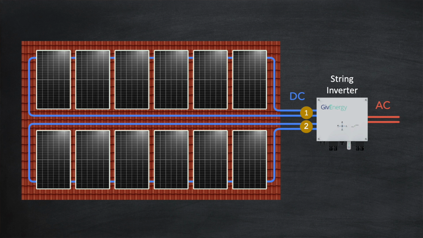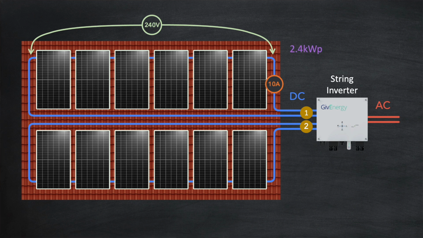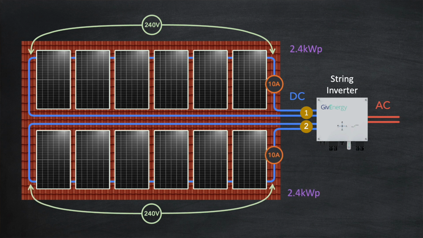Adding up the voltages of the panels in the first string, we have 6 times 30 volts, which is equal to 240 volts. And because we already know the current at peak solar generation will be 10 amps, we can work out the maximum power output to be 240 volts times 10 amps, which equals 2.4 kilowatts peak. The same is true for the second string of panels, and that gives us a total maximum power output of 4.8 kilowatts peak.